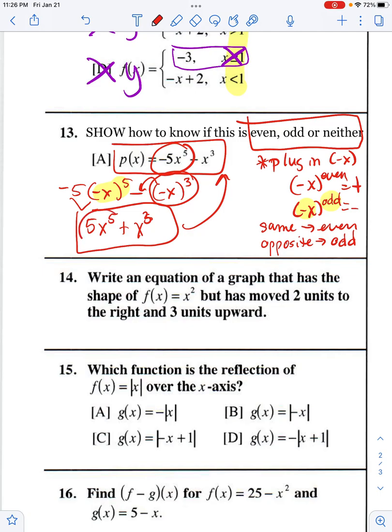So now let's compare. This negative 5x to the fifth has completely changed to positive. This negative x cubed also changed. So we're in this position where it's the total opposite of the original, and that means that this is an odd function.